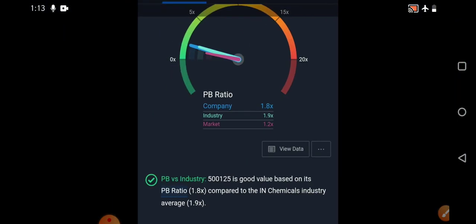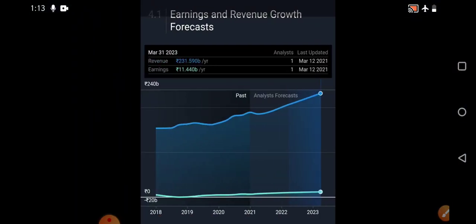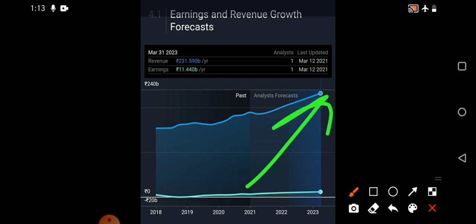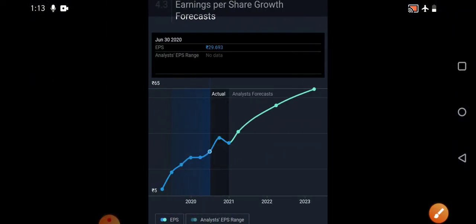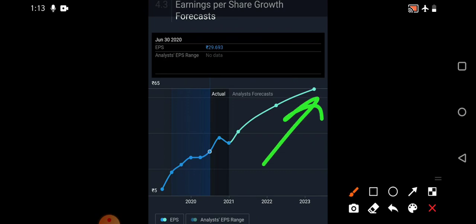So after that, you can see the PB ratio as well. After that, you can also see the forecast which is provided by them, which is the earnings and revenue growth forecast. So there you can see it is expecting that in the coming years. So now it is 2021. So in 2022 and 2023 also you can expect the earnings to go to that particular extent. So that is also being given in the forecast manner, and the EPS is also going to shoot up, which is given in this particular setup.